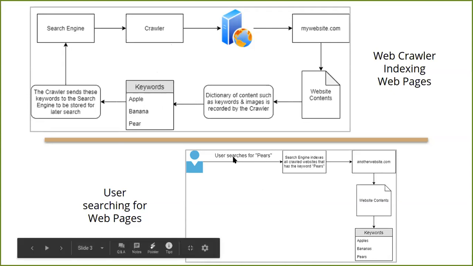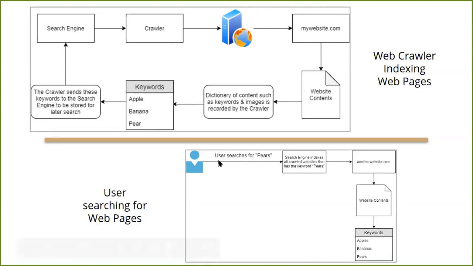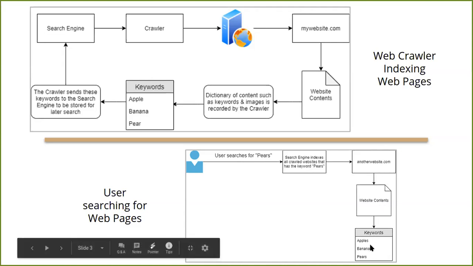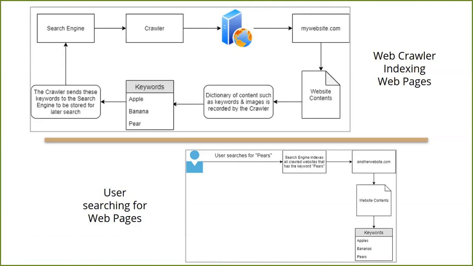Then at the bottom here, you can see that when you or I or a user searches for pears, it's going to go to the search engine and ask for the keyword pears, and it's going to find all these websites that have been indexed with pear and give you the content for them. And that is the gist of how these crawlers do their work.